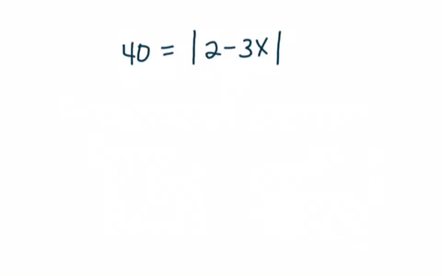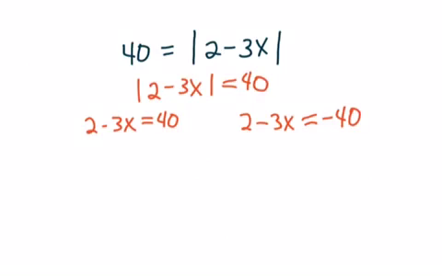In this one, I'm just going to write it so that the absolute value comes first. So it's exactly the same as it was. Next, I'm going to write two equations. And the pattern is 2 minus 3x equals 40, and 2 minus 3x equals negative 40. So now I just have two easy equations to solve.